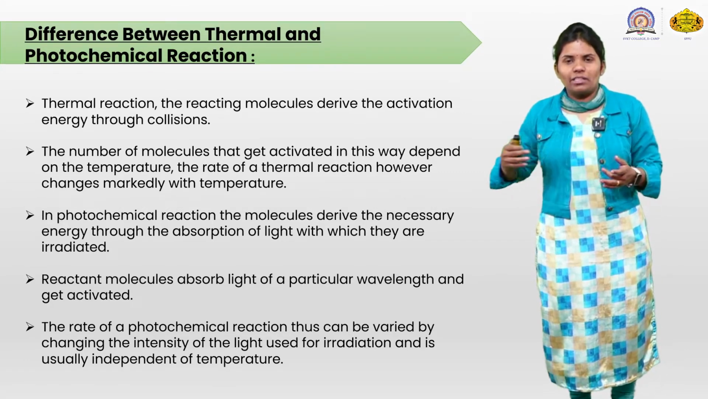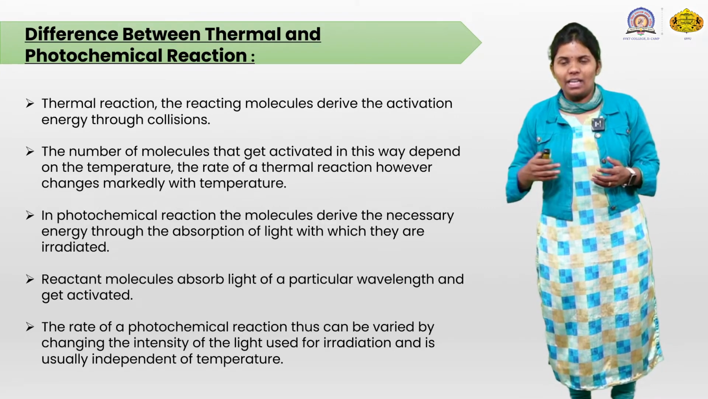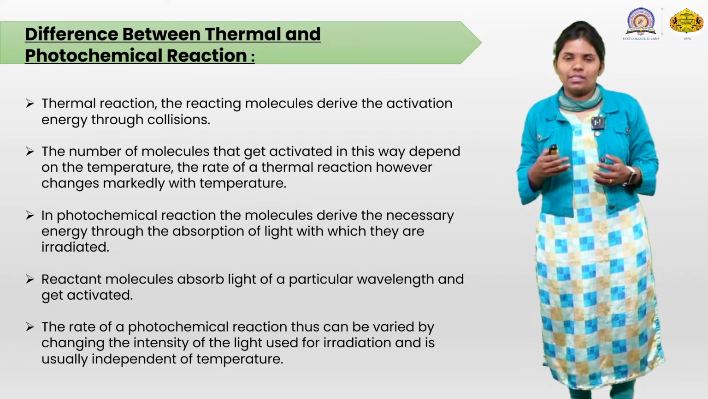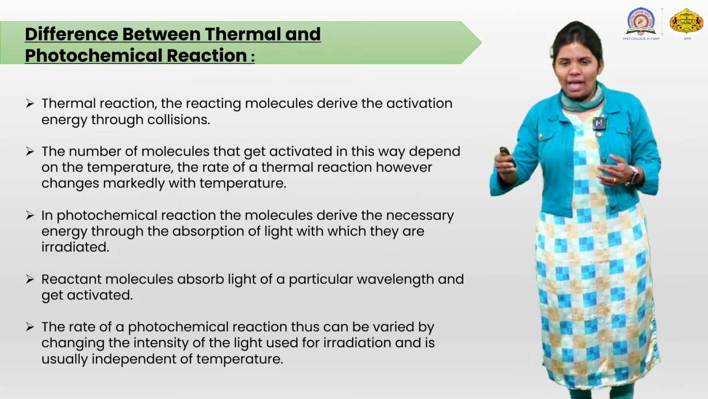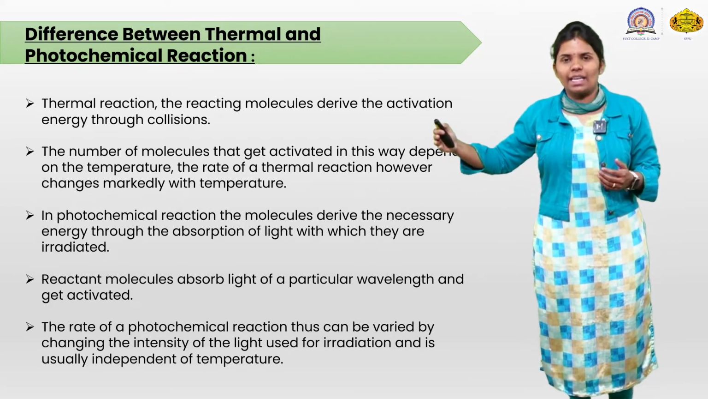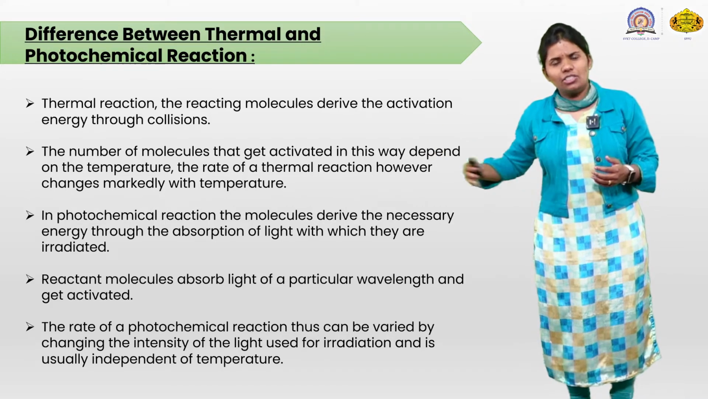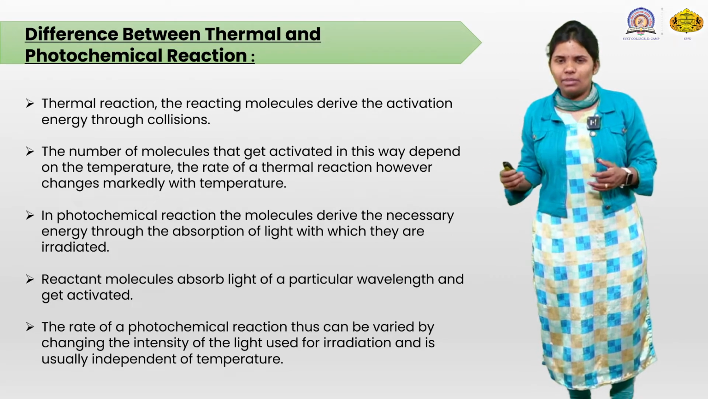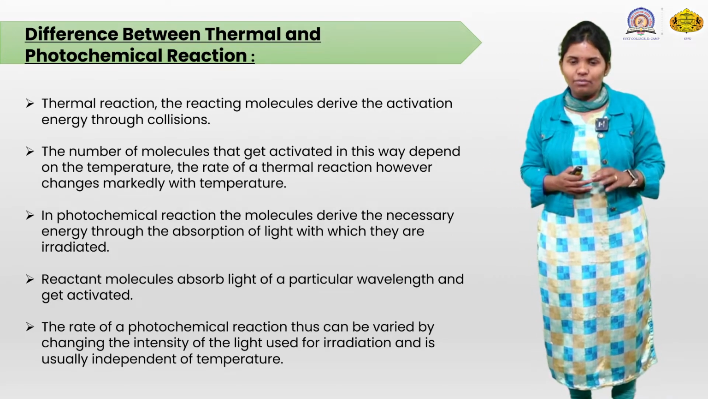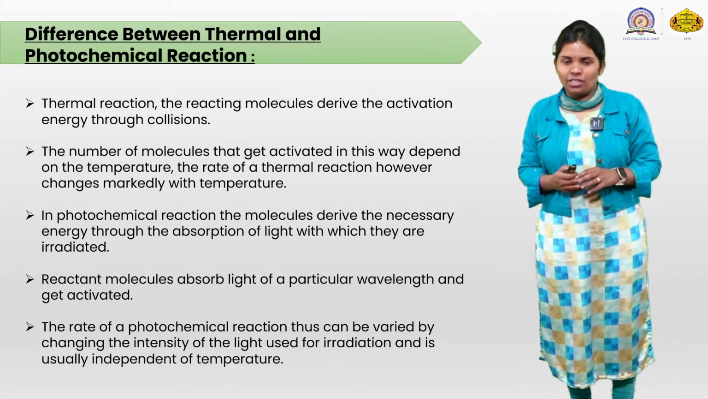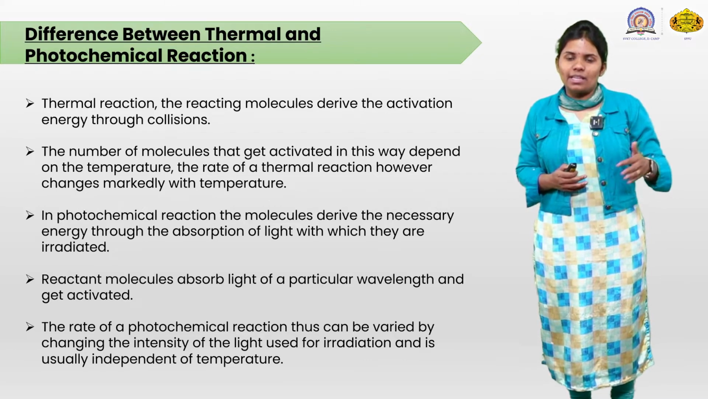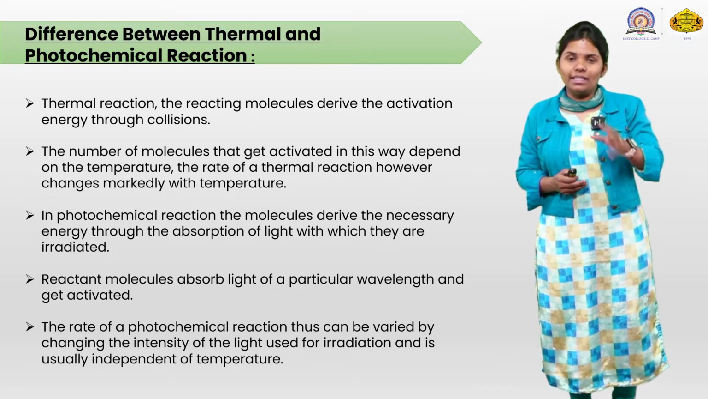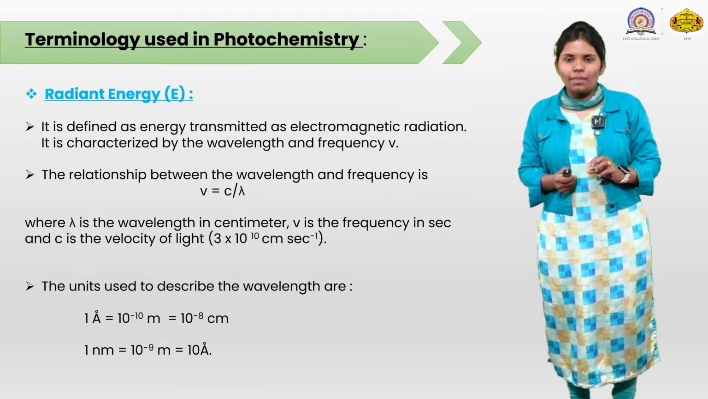As you know, the electromagnetic spectrum goes from high energy to low energy: radio frequency, microwave, IR, UV, after that X-ray, gamma rays, cosmic rays. The energy of the wave increases. So it basically depends upon the intensity of the light we use for irradiation. The rate of the photochemical reaction depends upon the intensity of light.